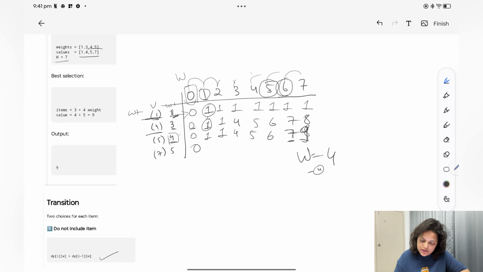Okay, now let's check the last row. So what is the last row? Again, let's check. So you have to form 1, and you have weight 5. Actually, you don't have 5. You have 1, 3, 4, 5. So till 4, you have already calculated. That's why you are taking directly that value.